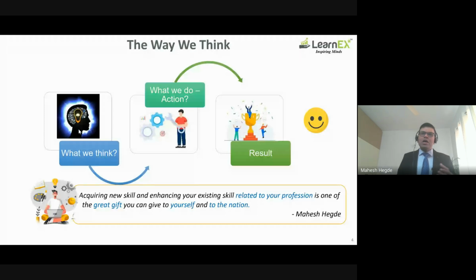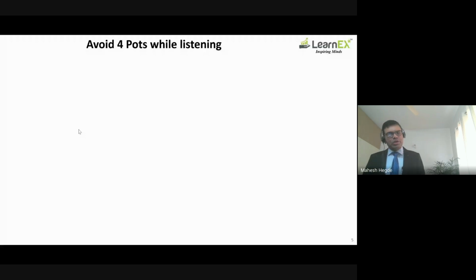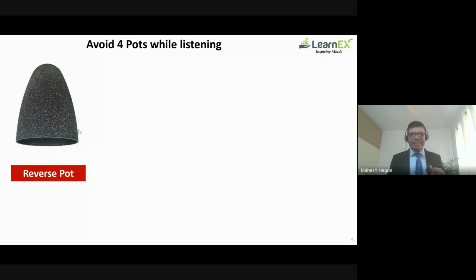Now, coming to how to listen, there are four parts. First part is called reverse part. Sometimes people attend. I was doing one program, and there were many participants from different places who came all the way traveling so much of distance. And one person was not even making notes, not listening with attention, simply sitting.